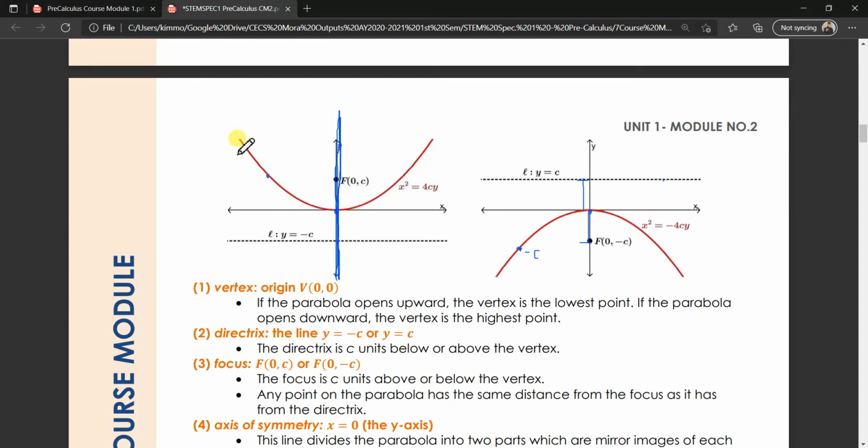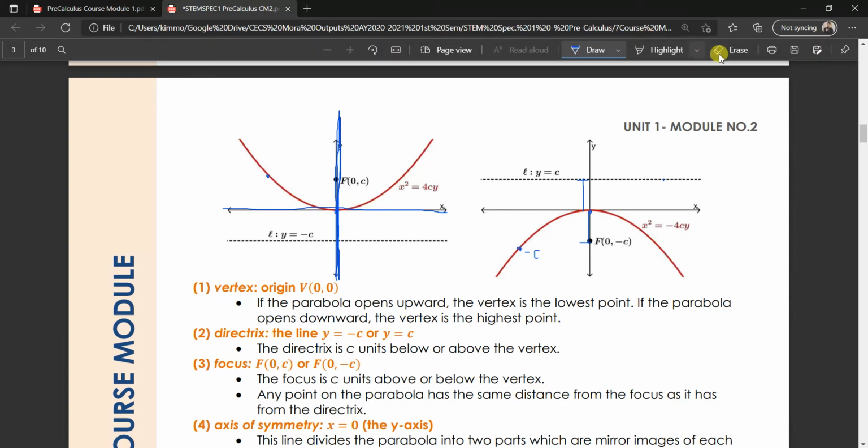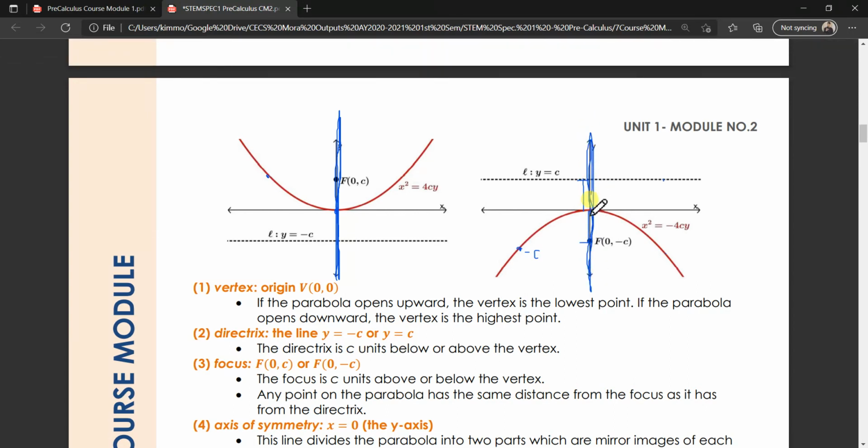So symmetric ra sila. So pwede man gud pod ang atong axis of symmetry is in x-axis. So that is for the other case nga if ang atong parabola is opening to the right or to the left. So for this example, kani nga parabola, if it is opening downward or upward, ang iyang axis of symmetry is always at the y-axis. So kani pod dere sa downward, so mo ni ang axis of symmetry.